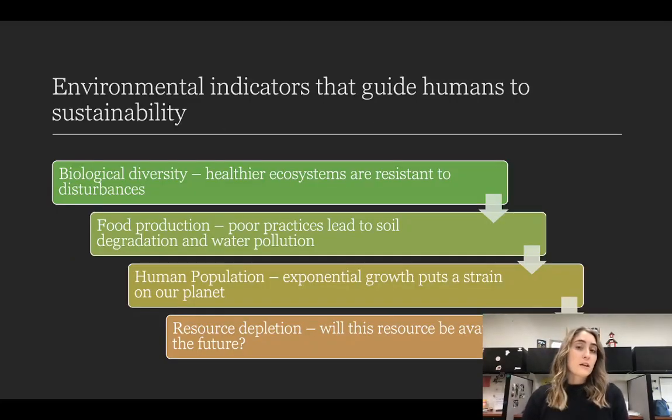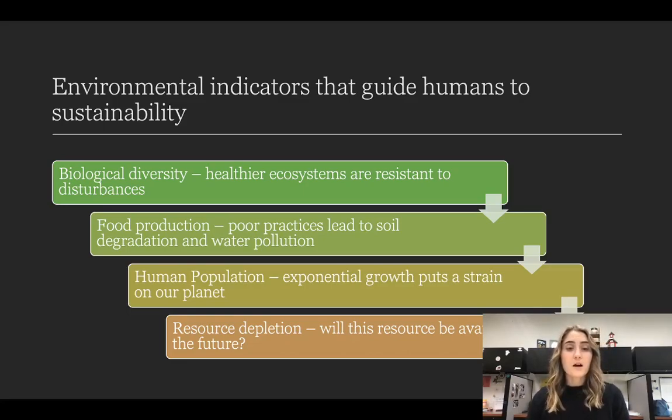So, some environmental indicators that tell us whether or not we're using something sustainably. Firstly is biological diversity. We know that more biodiverse ecosystems tend to be more resistant to disturbances. So we can sort of identify if we are interacting with an ecosystem in a healthy or sustainable way, depending on how that ecosystem reacts to disturbances and the relative levels of biodiversity within that ecosystem. Now, this becomes challenging as we continue to disrupt ecosystems, as we continue to build over ecosystems, deforest, etc.